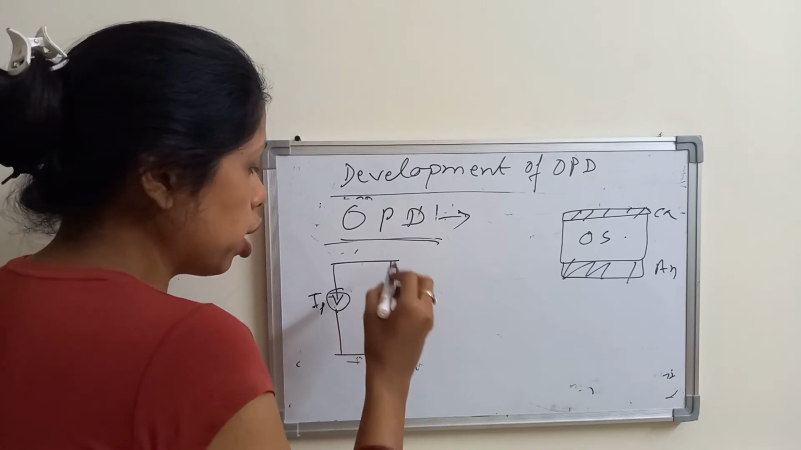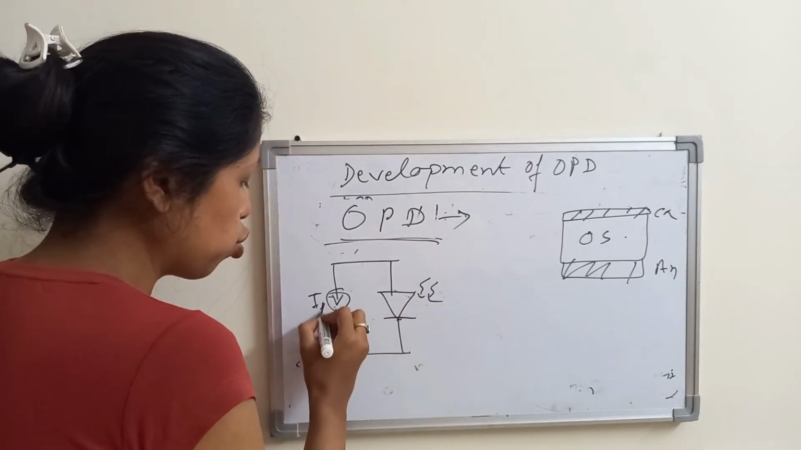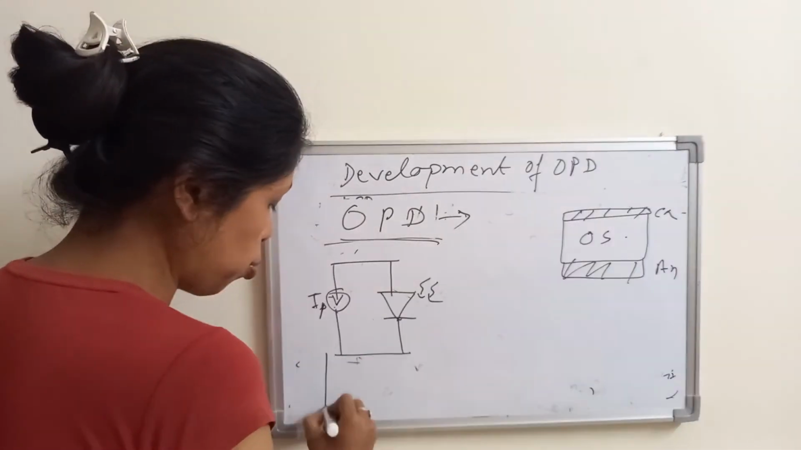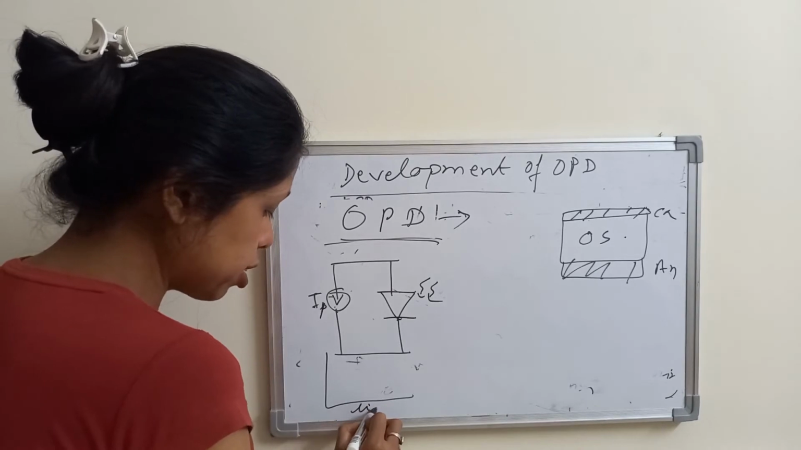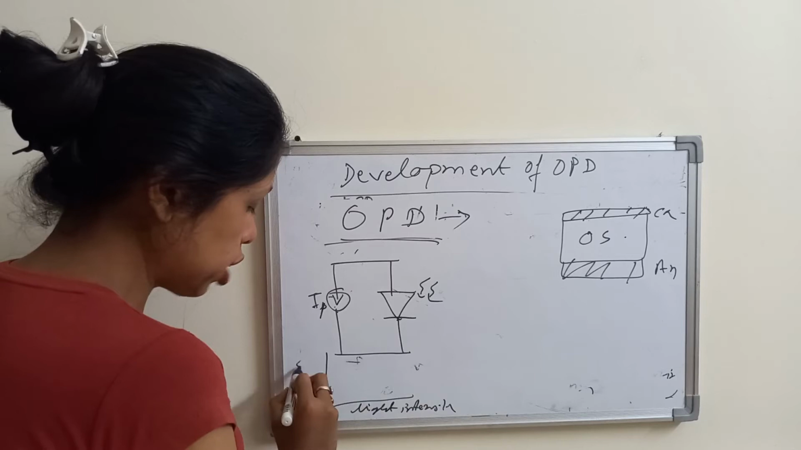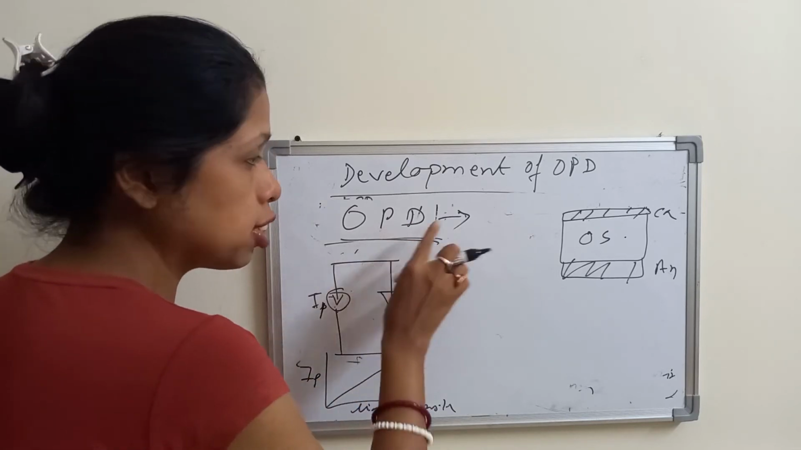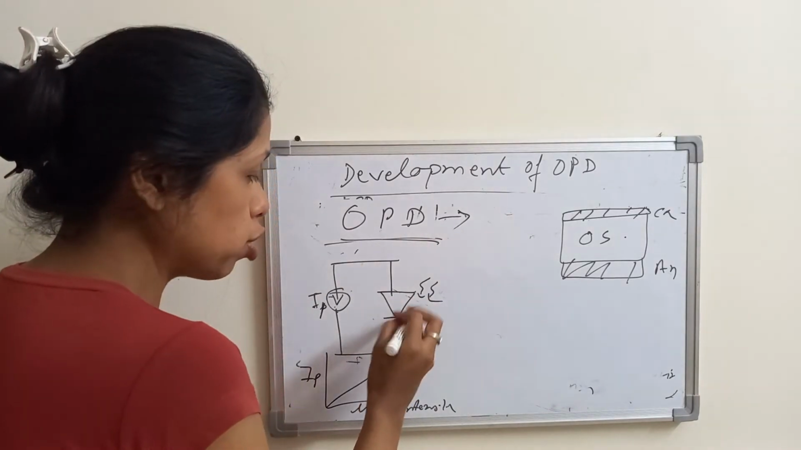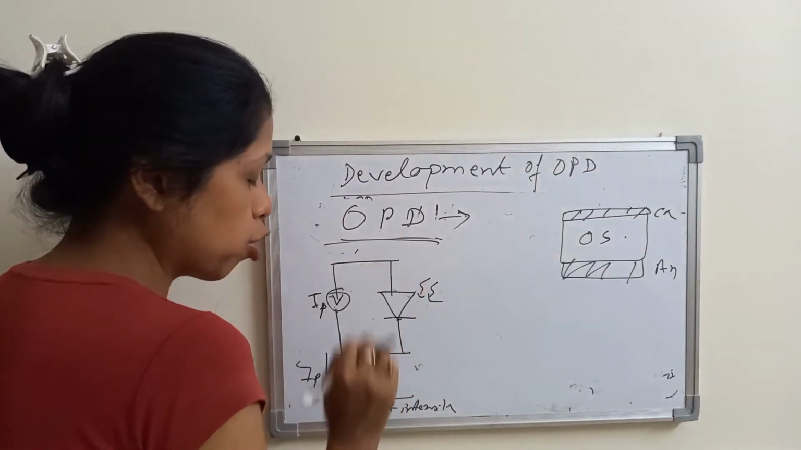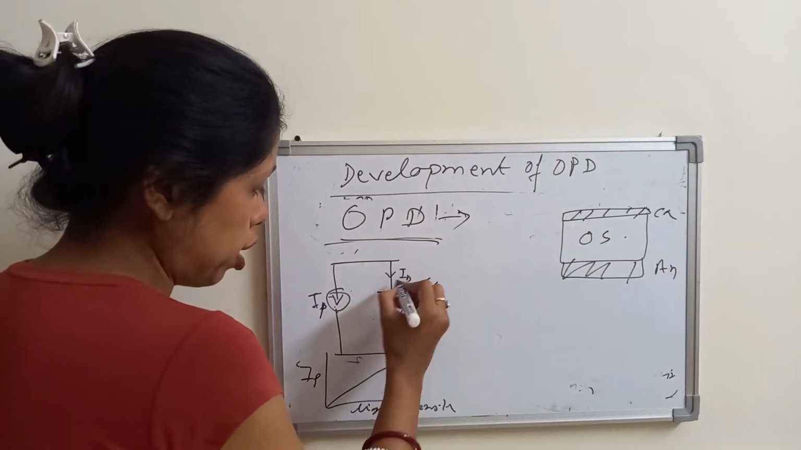If we increase the intensity of the light, the photocurrent will also increase. That is linearly proportional. This is the light intensity versus IP. If you plot this graph, it is linearly proportional. As it is a photodiode, one diode should be there in the equivalent circuit, right? This is the diode current.